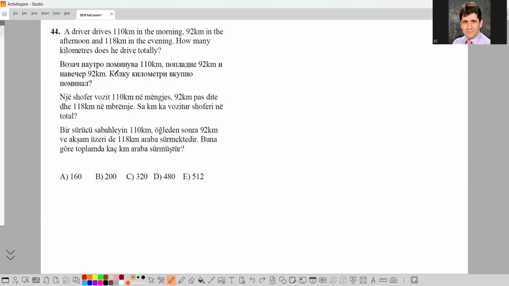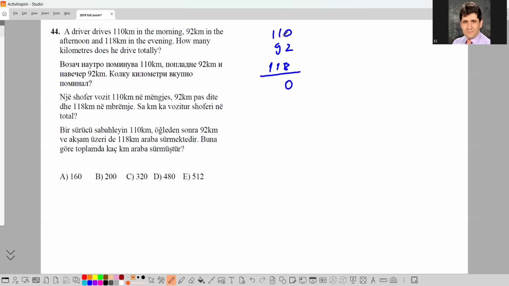A driver drives 110 kilometers in the morning, 92 in the afternoon, and 118 in the evening. How many kilometers does he drive totally? Well, just add up everything. 110, 92, 118.